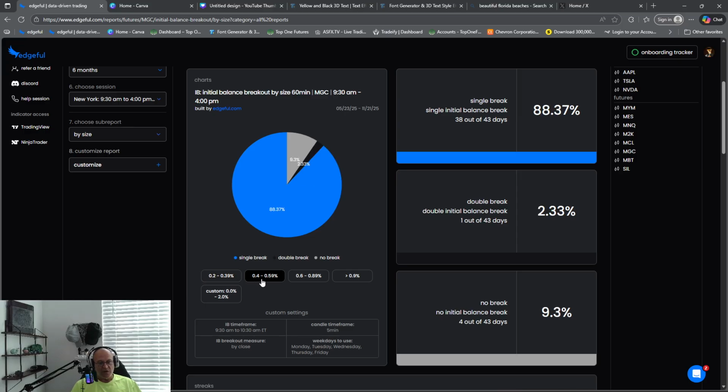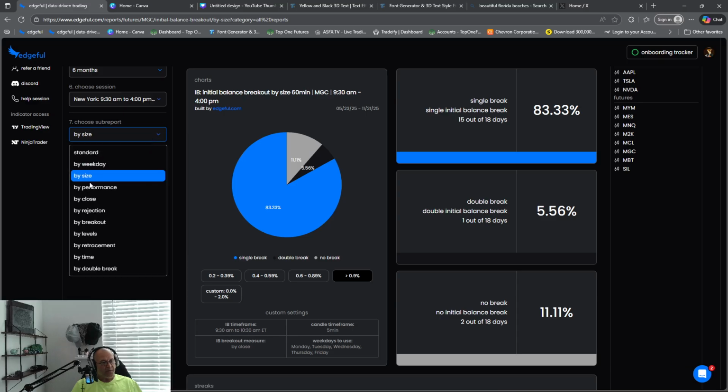I do want to see what is the largest number, 0.4 to 0.5. Okay, so 0.4 to 0.6, and anything over 0.9, our single break days are the highest. Okay, so I want to keep that in mind for some other reports that we're going to run, right? So that's our by size report.